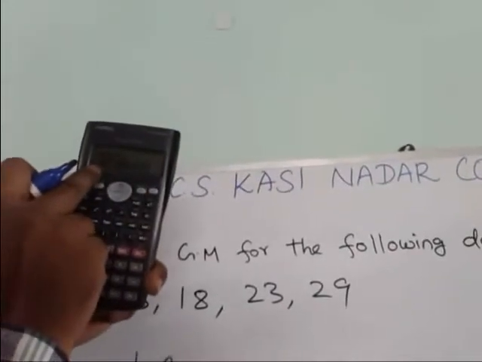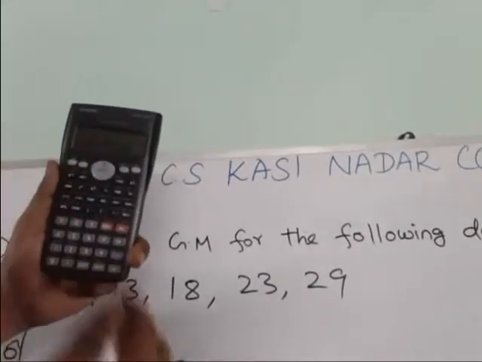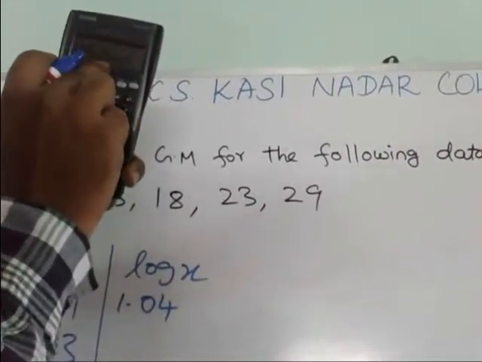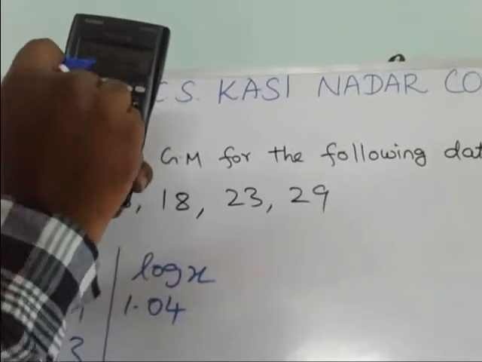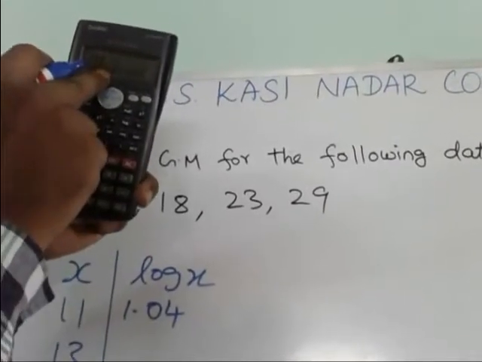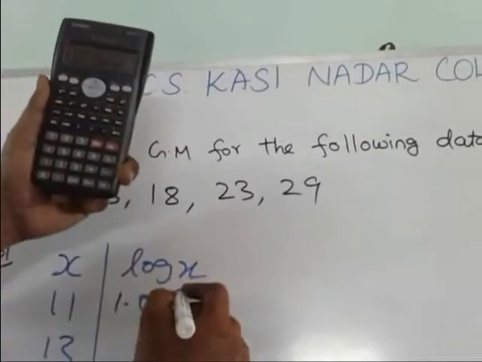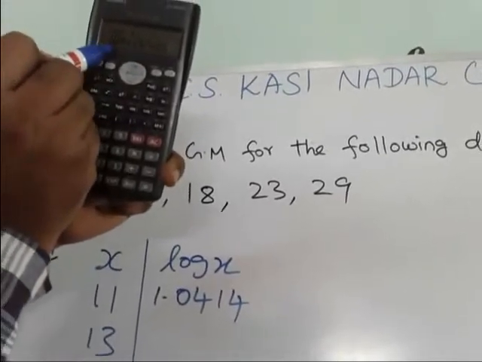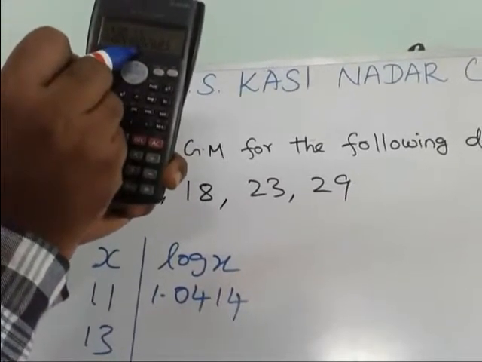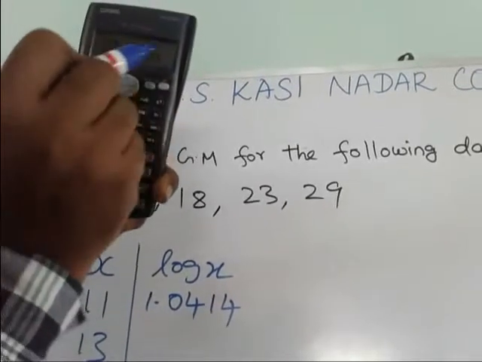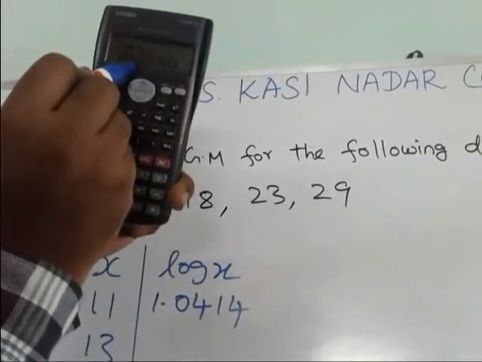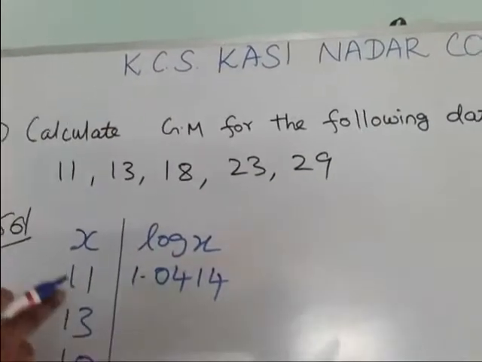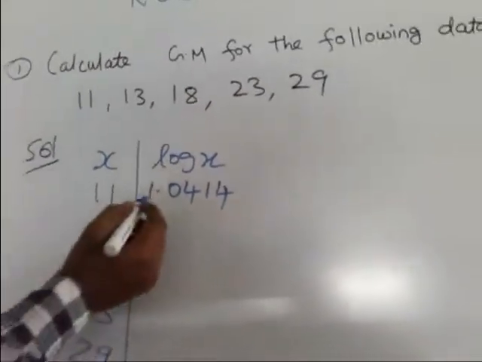You take 4 values after the decimal, that is enough. That means 1.0413. The fifth value is 9. If the fifth value is 5 or more than 5, just leave the remaining numbers and in the fourth number you add one. That means your fourth number is 3, and if you add 1 it becomes 4. So log 11 is 1.0414.